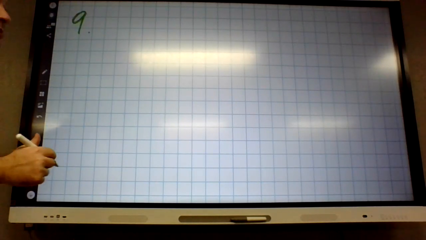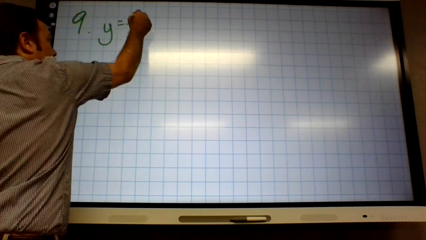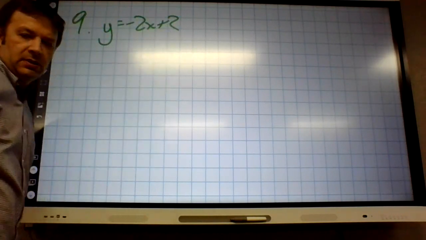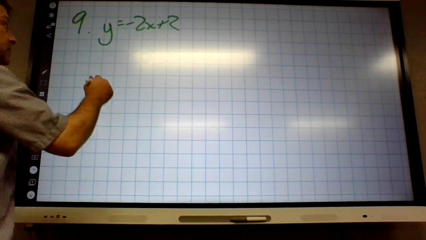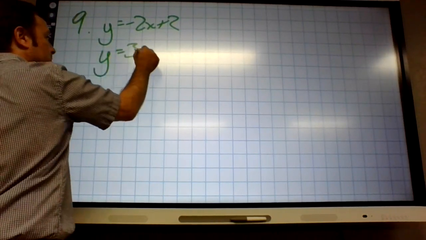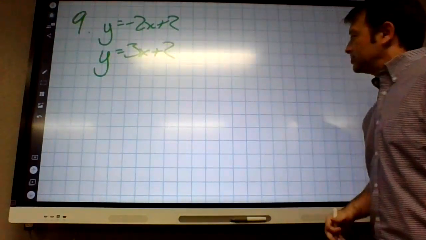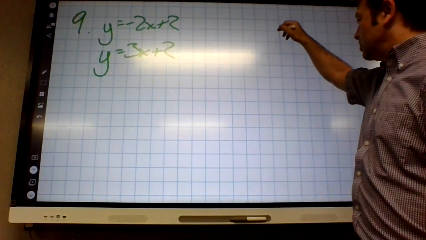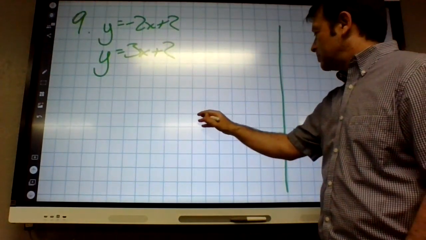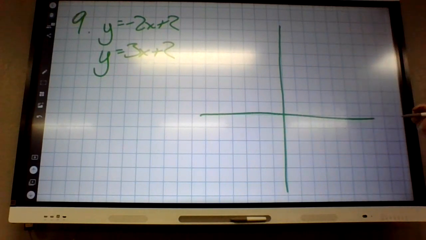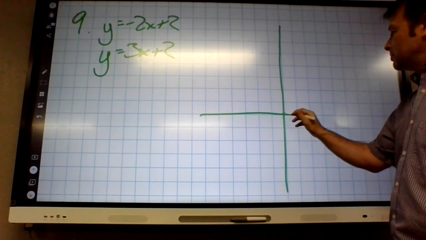Okay, y equals negative 2x plus 2, and y equals 3x plus 2. Alright, so we're going to find the common solution by graphing. Solving a system of equations by graphing.